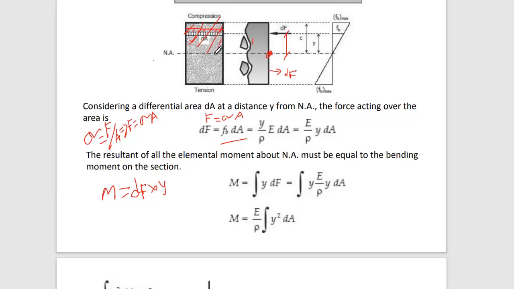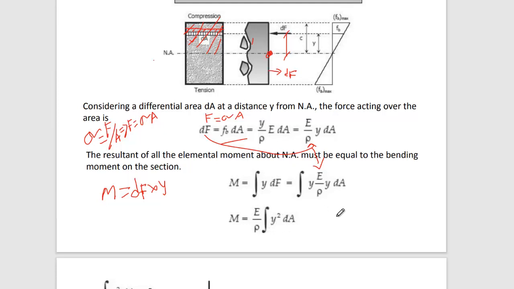So I can simply integrate this. If I consider the integration of y dF, it would look like that, and you know the value of dF here. If you replace this value here, you get y into this. Finally you get E by rho, integration of y square dA.